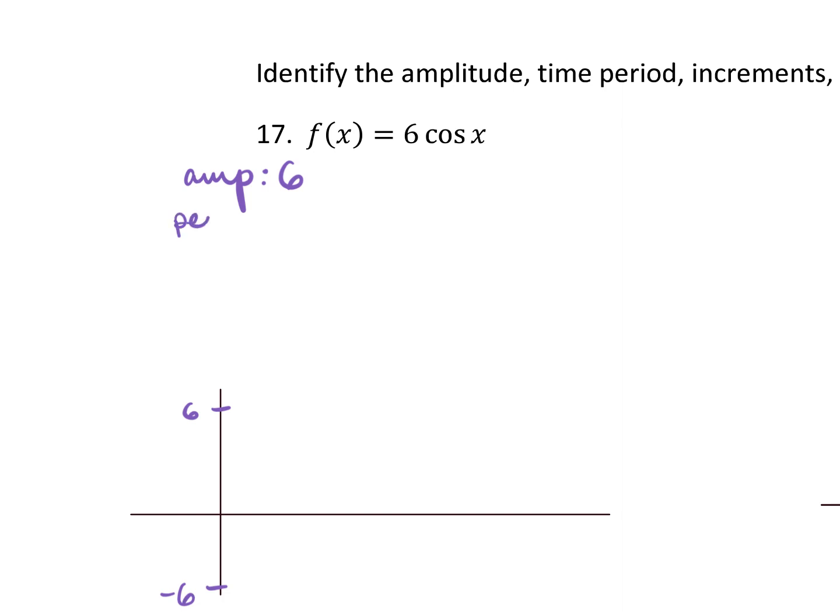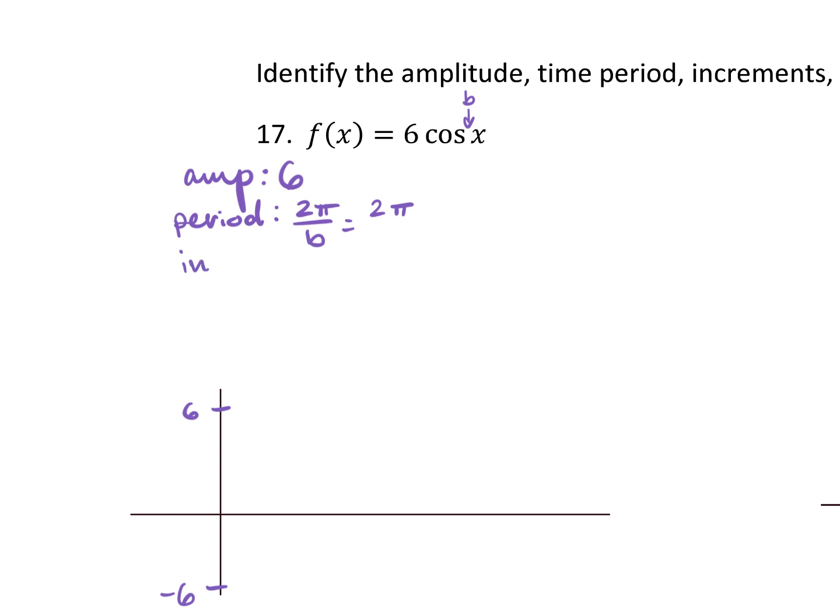What is the period? How do we find the period? 2 pi over b. And what's our b here? B is whatever gets multiplied in front of the x, which here is nothing, so that would just be 1. So our period would just be 2 pi over 1, which is 2 pi.